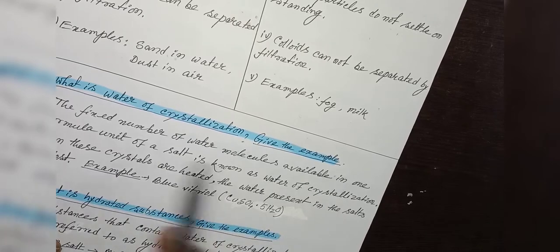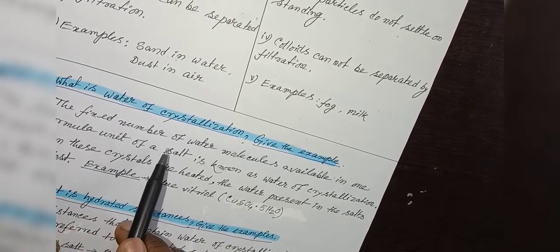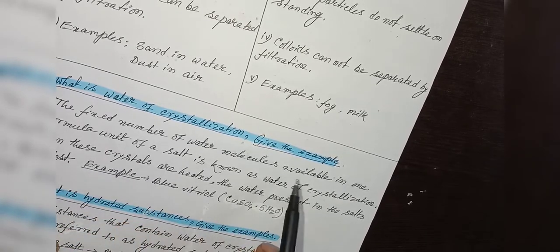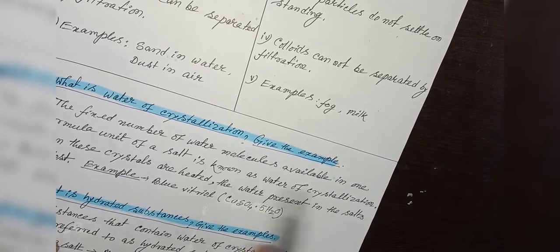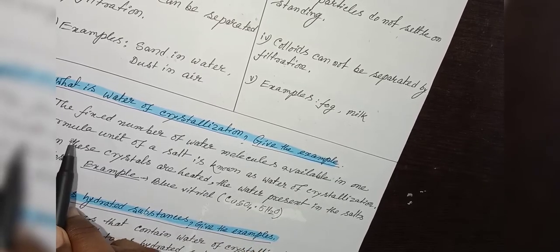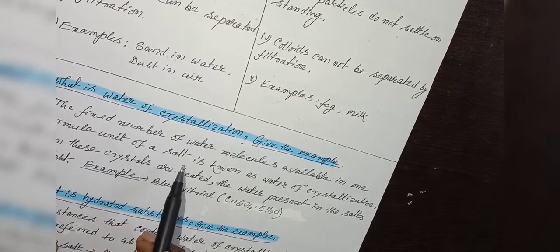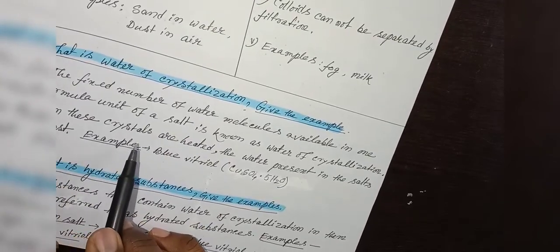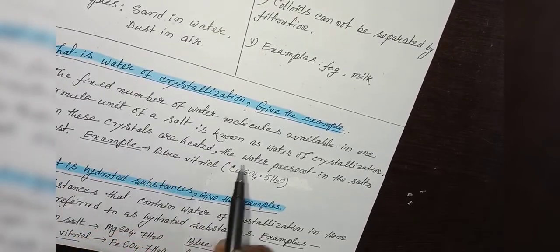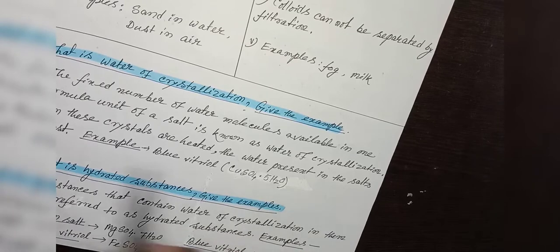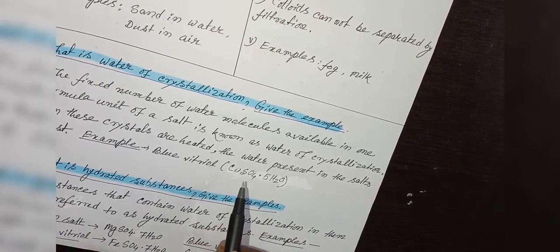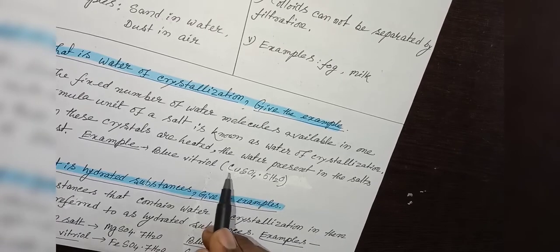Give the example. The fixed number of water molecules available in one formula unit of a salt is known as water of crystallization. When these crystals are heated, the water present in the salt is lost. For example, blue vitriol, the hydrated copper sulfate, that is CuSO4 5H2O.